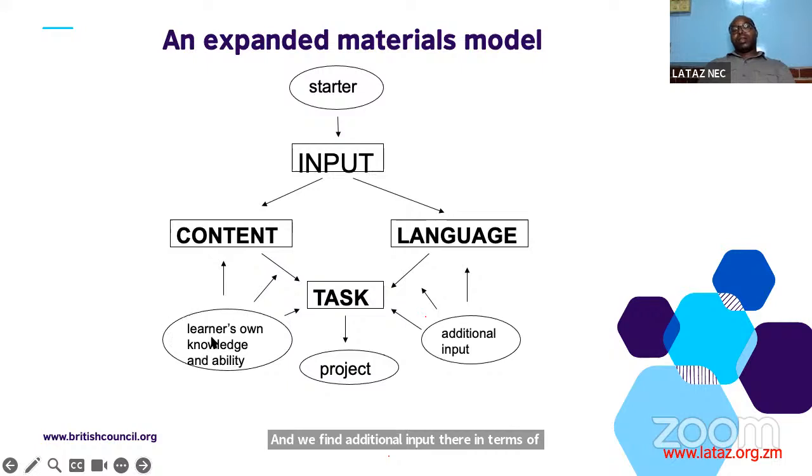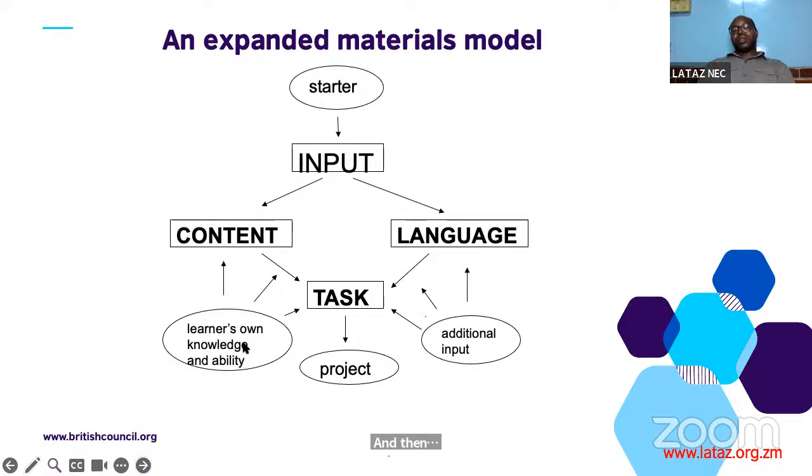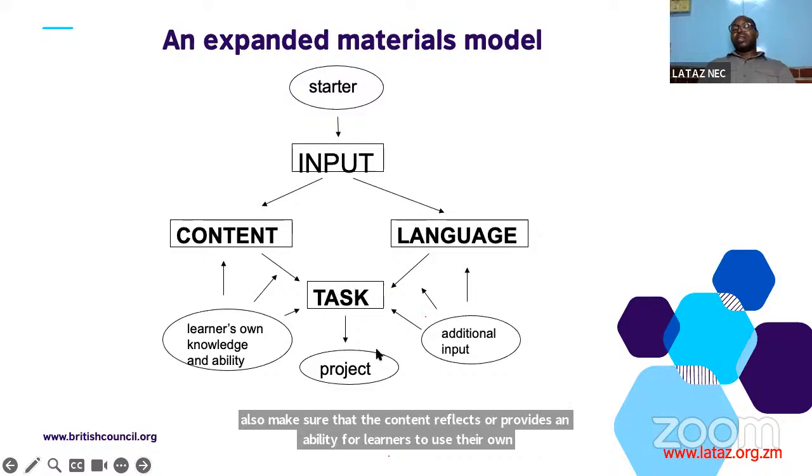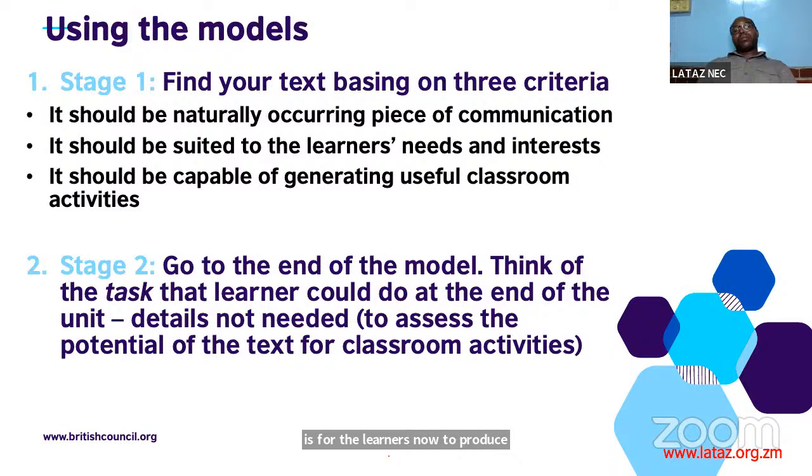And then we also make sure that the content provides an ability for learners to use their own language abilities. And then the task is for the learners now to produce the language and content they have learned. So using this model, in stage 1, find your text based on 3 criteria: naturally occurring piece of communication.